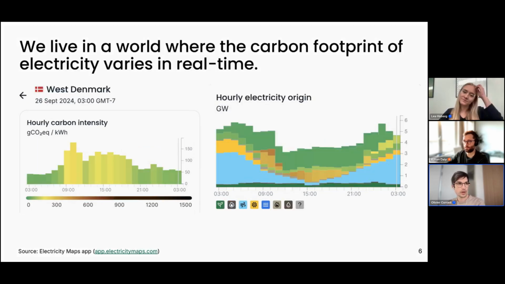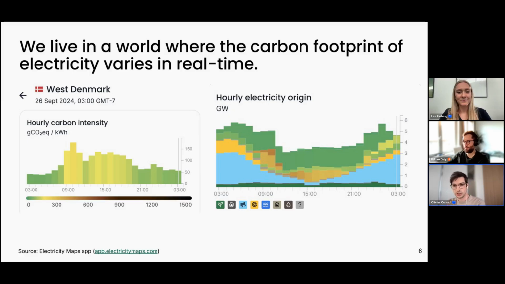Another example is where I'm currently located right now in Denmark, where you see the carbon intensity fluctuate as well, but for a different reason this time. If you look on the right-hand side in blue, you see the wind production in Denmark. And obviously, where there's less wind, there's a heavier reliance on imports, which changes the carbon footprint of electricity.